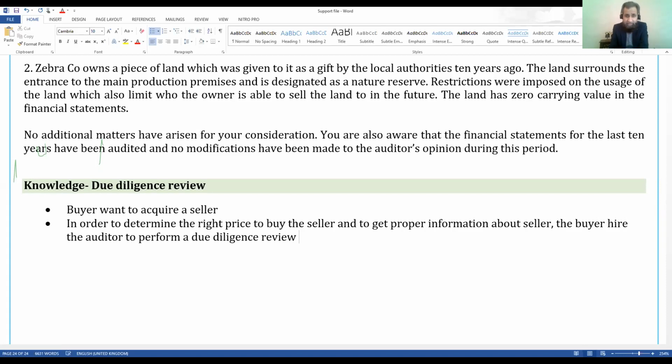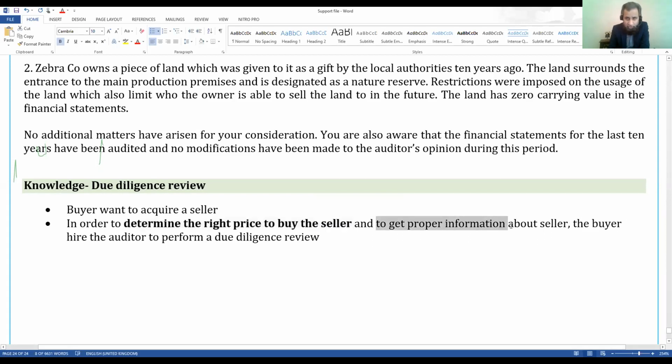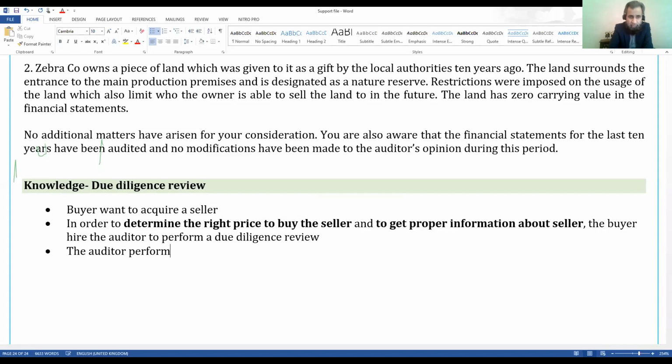So the buyer, in order to determine the right price to buy the seller and to get proper information about the seller, hires the auditor to perform a due diligence review. The auditor performs a due diligence of the seller, and provides information to the buyer so that the buyer can determine the price.